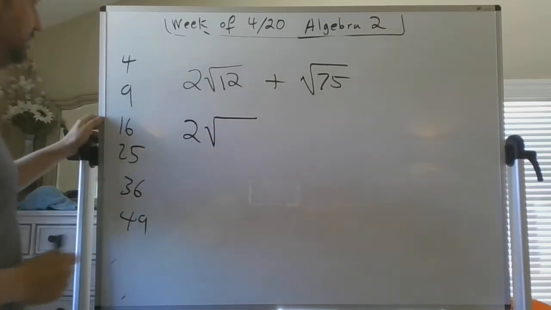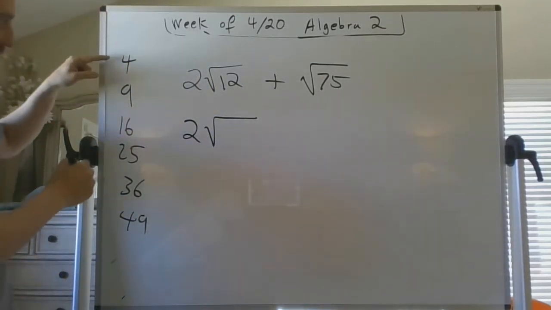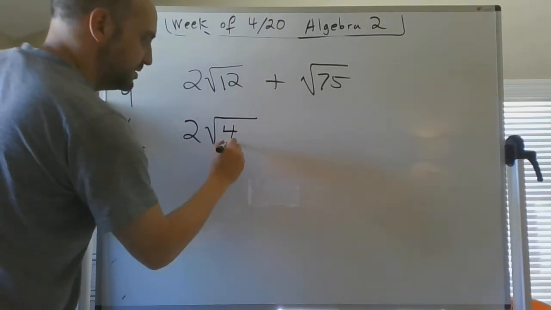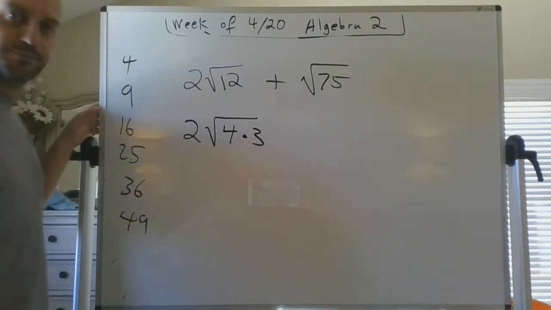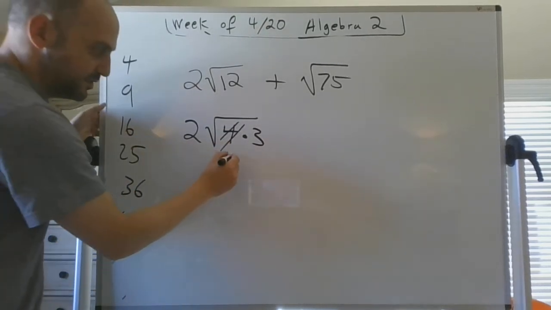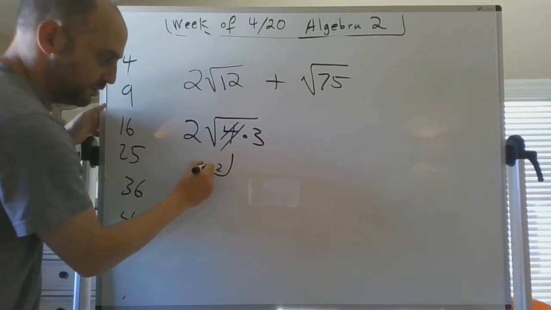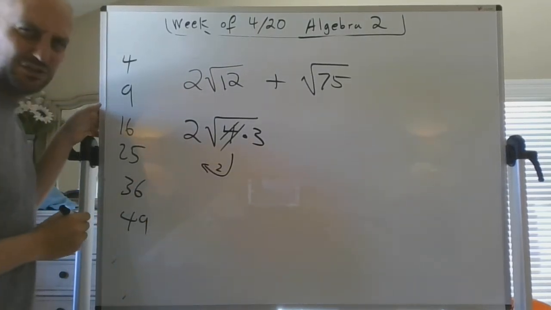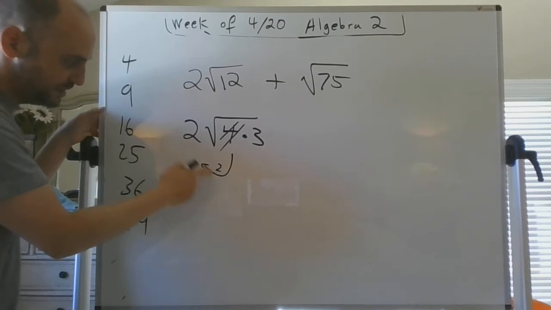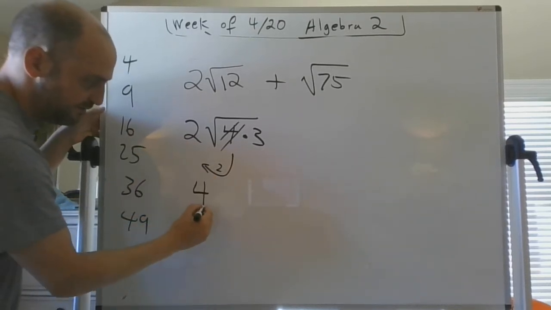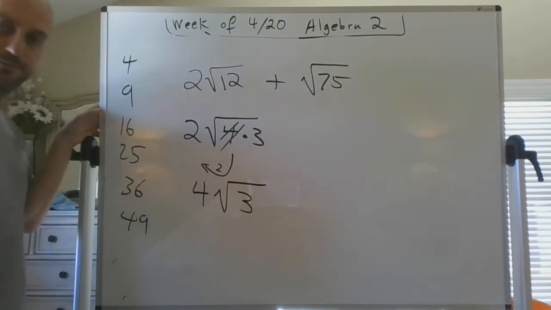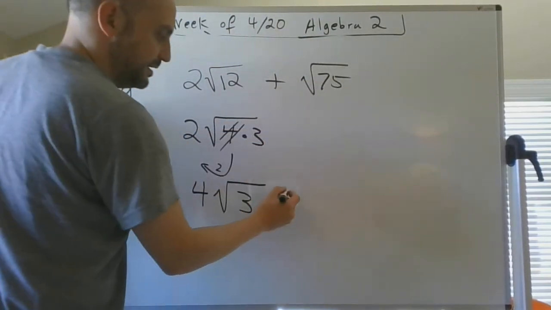Now, let's think about 12. 12 is going to be 4 times something or 9 times something? It's going to be 4 times 3. I'm going to simplify that. The 4 is a perfect square. What's the square root of 4? It's a 2. It's going to come out as a 2. But there's also a 2 outside already existing. So that 2 is going to multiply with the 2 and make a 4. What stays inside? 3. Now I'm going to put plus.